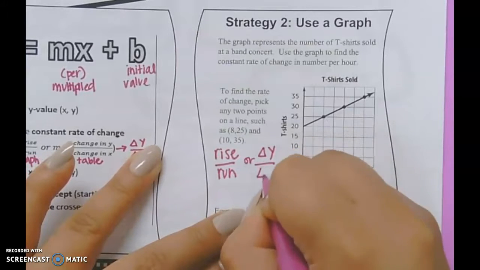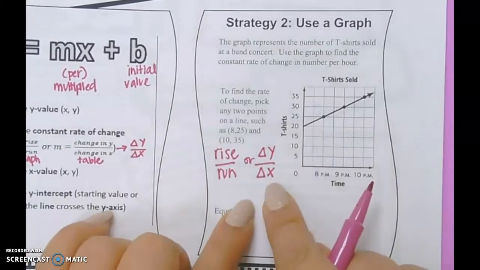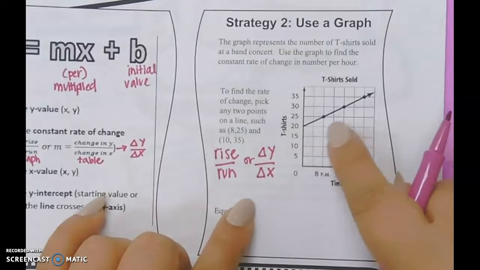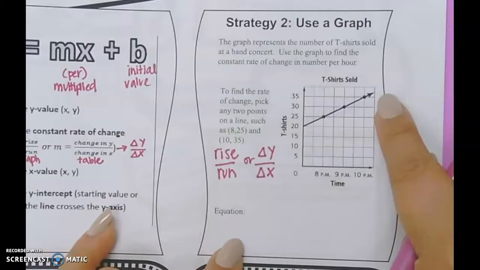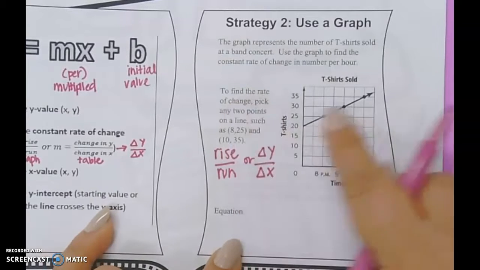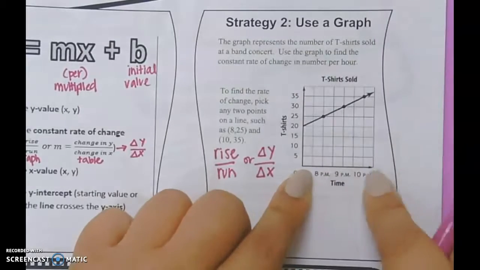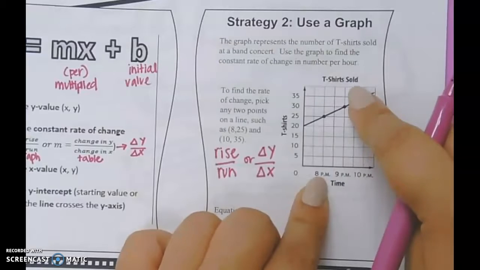It's rise over run, or change in y over change in x. So we have 3 points here, and we are trying to find the rate of change. We want to know how much this is changing. So this is t-shirts, and this is time. If I'm looking at this, I'm just trying to figure out what it's telling me. It's telling me how many t-shirts are sold.